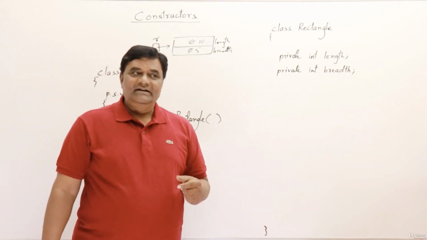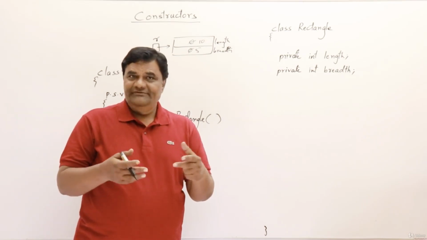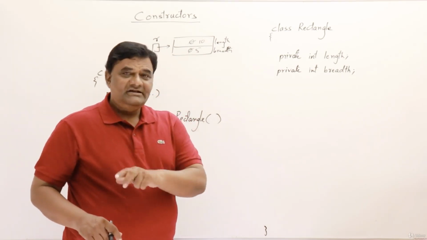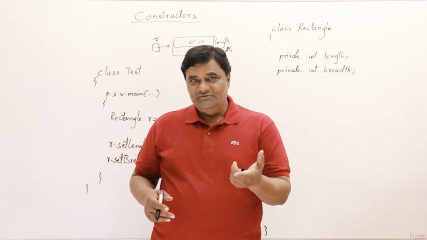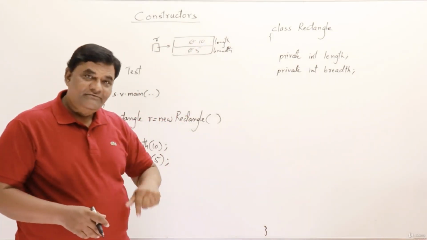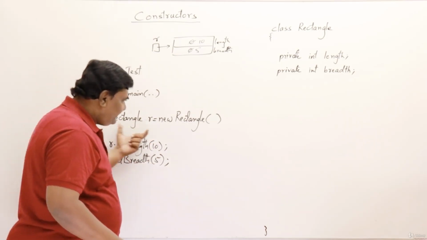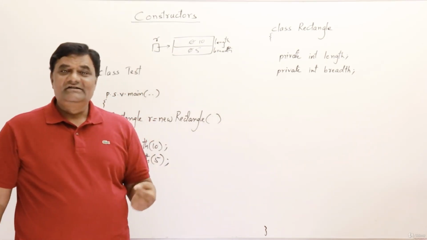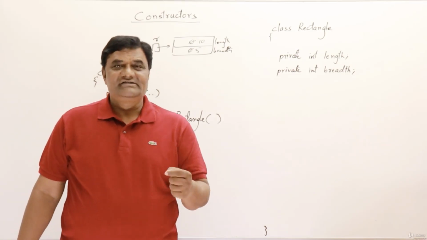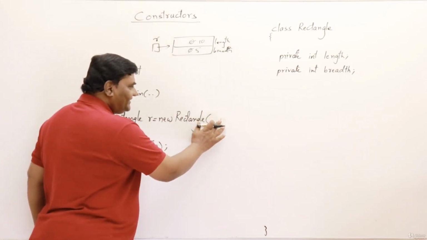When I buy a car, I can mention which color car I want, right? I can mention a few things when I buy a car. And similarly, when I buy a television, I can mention a few properties. Same way, we want to mention length and breadth when we are creating a rectangle. So imagine that creation of a rectangle object is just like buying a rectangle. So I want to mention length and breadth at the time of creation itself.